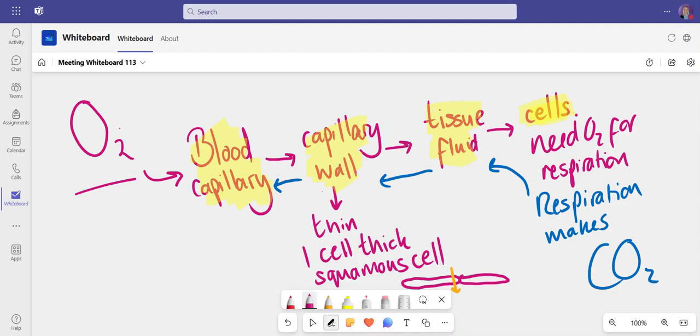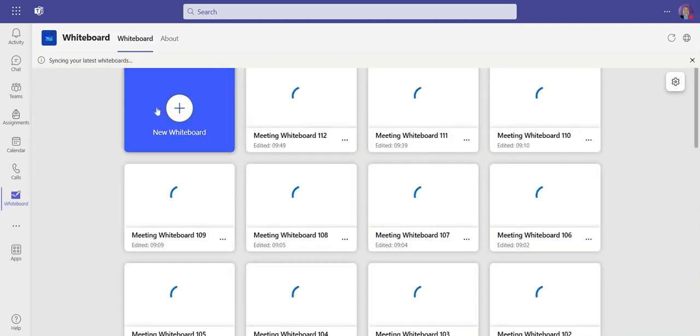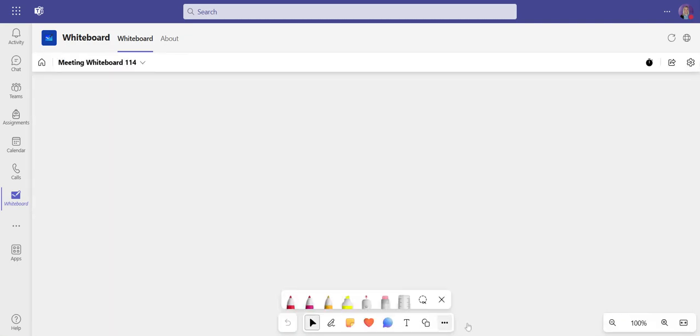So the oxygen is going this way, and the carbon dioxide is coming the other way. All right, so the next thing we need to know about is how does the tissue fluid actually form from the blood in the capillary? Like, what is it actually made of? Okay, so how does the tissue fluid actually form?